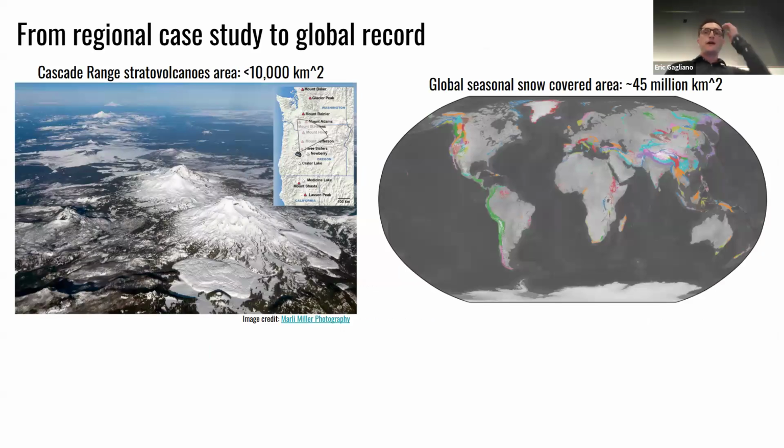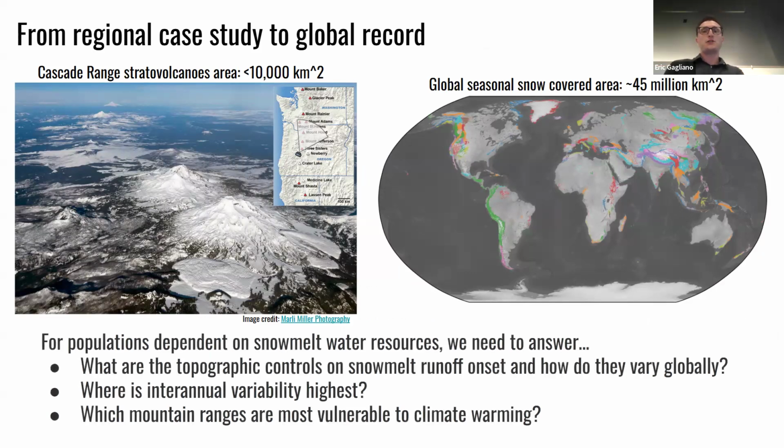But to understand snowmelt patterns beyond these regional studies that all use different methodologies, we need more systematic observations. So this requires a consistent methodology, high-resolution data that can capture terrain complexity, global coverage, and multi-year records. And this is something that we don't have right now.